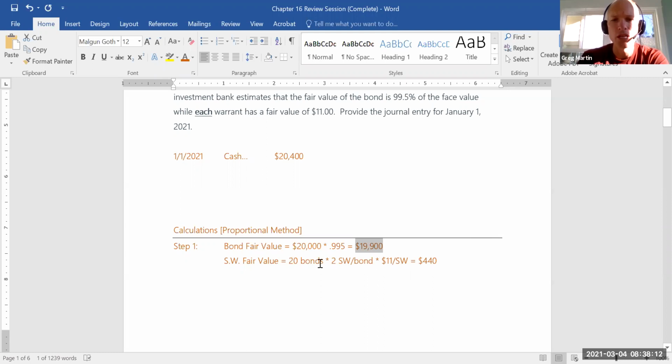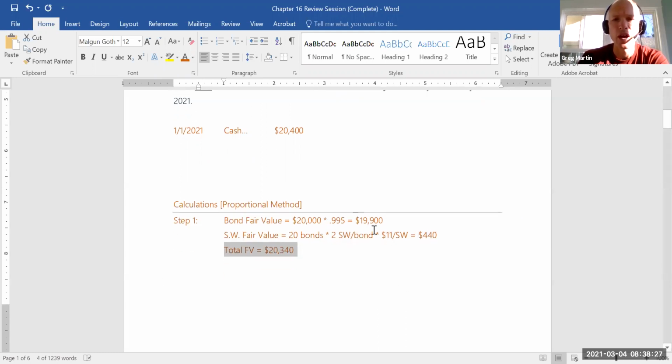For the stock warrants, we know that there are 20 bonds that are part of this issuance. Each bond has 2 stock warrants, and we are told that the fair value of each warrant is $11. So the total fair value of the stock warrants is $440. That tells us that the total fair value of those items combined is 20,340.